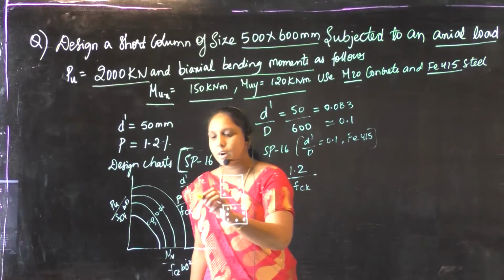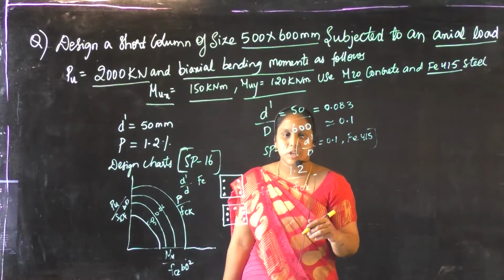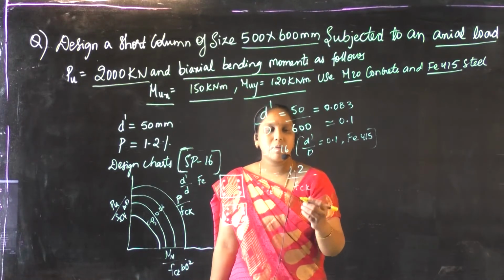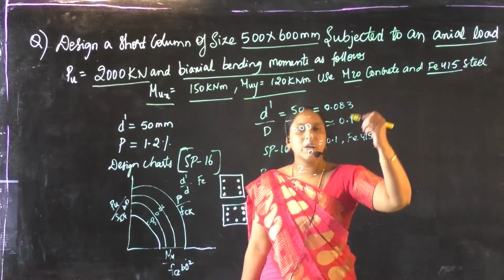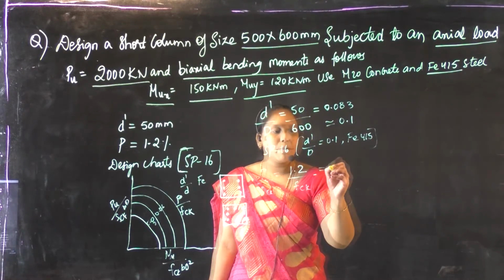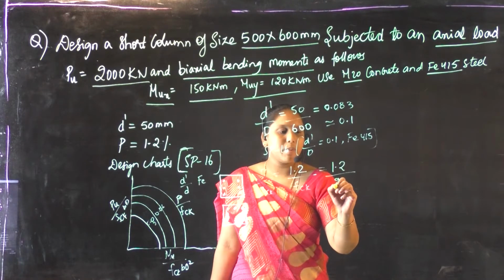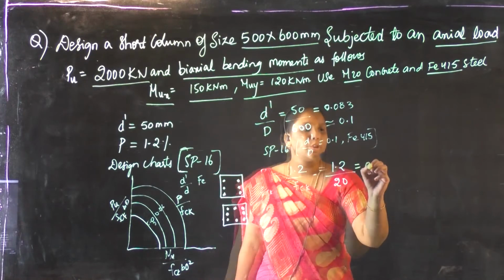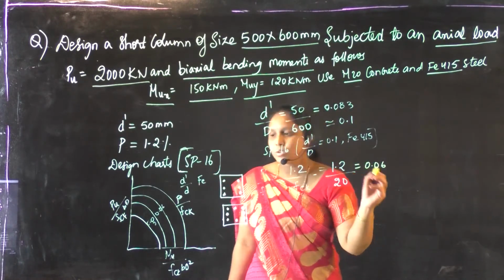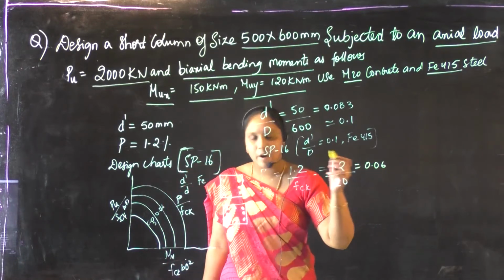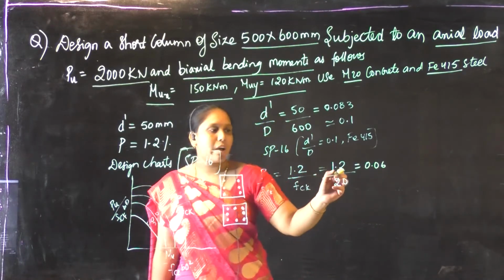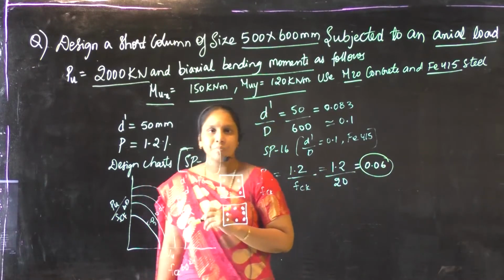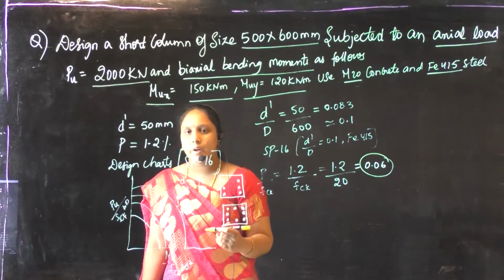So first we have to find out the p by fck value. p we have already assumed, as a first trial, as 1.2. Divided by fck, which is nothing but the grade of the concrete, M20. So it will be 1.2 divided by 20. If you solve this, you'll get a value of 0.06. So in this particular chart you have to choose the curve which has the p by fck value as 0.06.